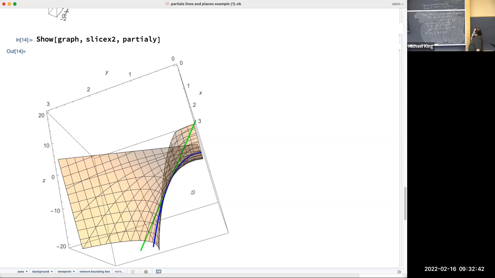What are you going to do? Yeah, x equals what? Well, y was equal to 1 here. X is equal to 2. Yeah, we're doing 2 here, right? So yeah, let's do the x equals 2 cross section.